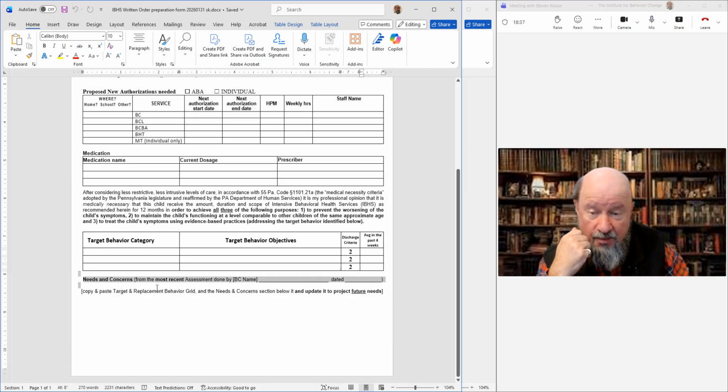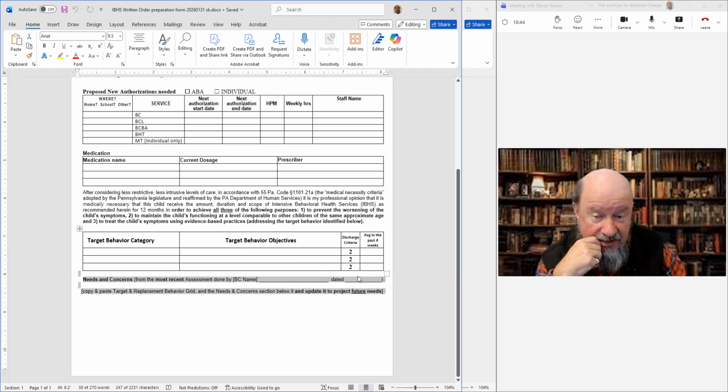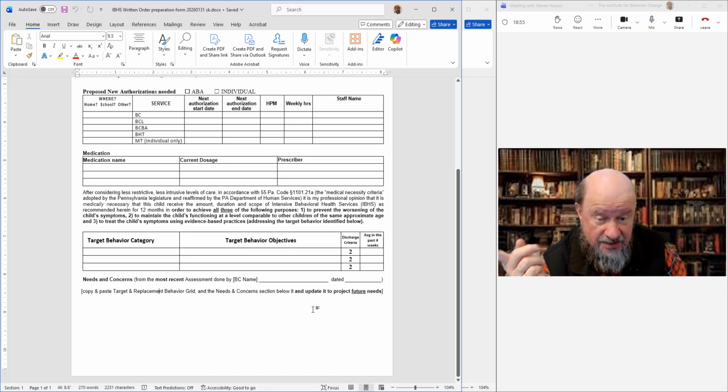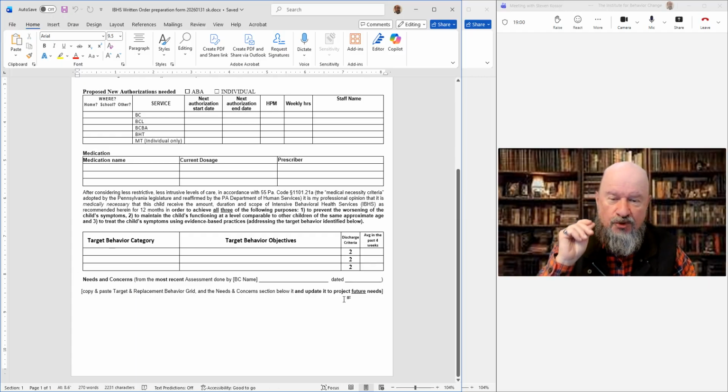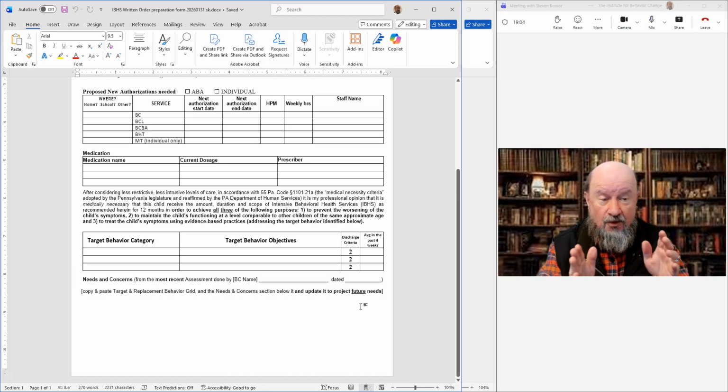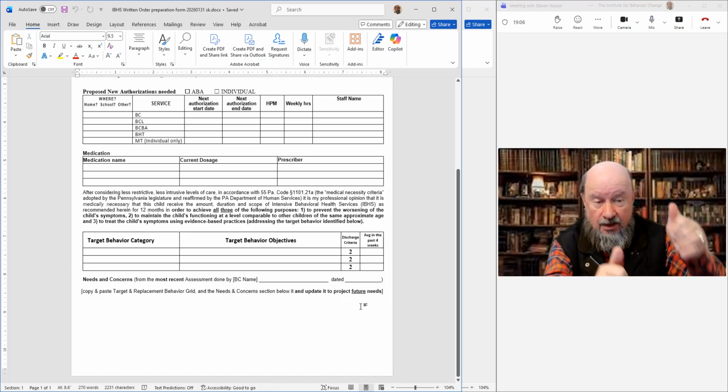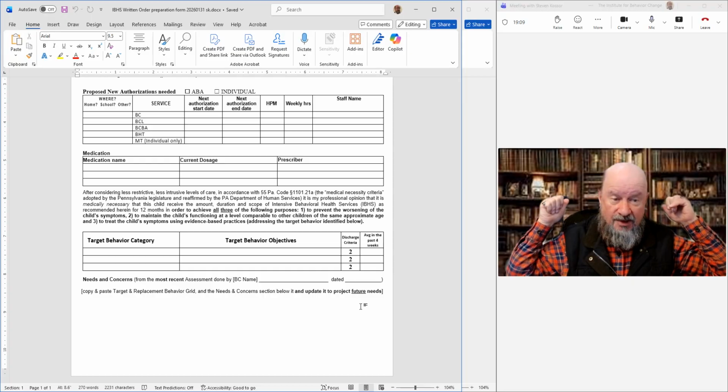And then you're going to cut and paste from the most recent assessment. You're going to identify the name of the person who did it and the date on which it was completed. And you'll copy and paste the target and replacement behavior grid and the needs and concerns section from the last assessment report, but then you need to update it to project future needs. Because don't forget, the written order is forward-looking. It doesn't care about what happened in the past.